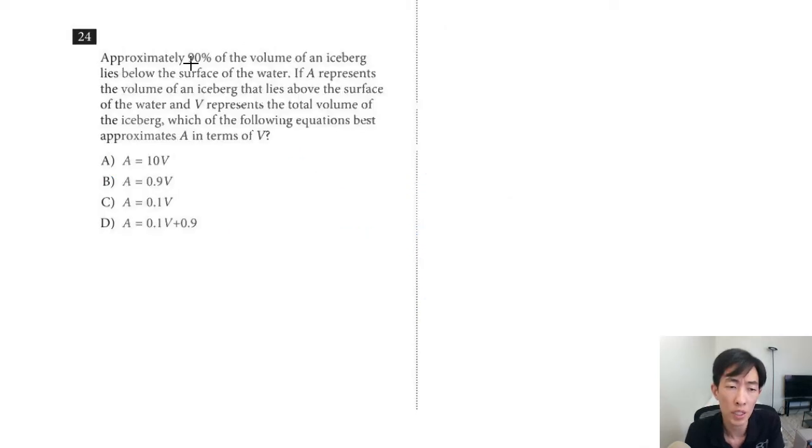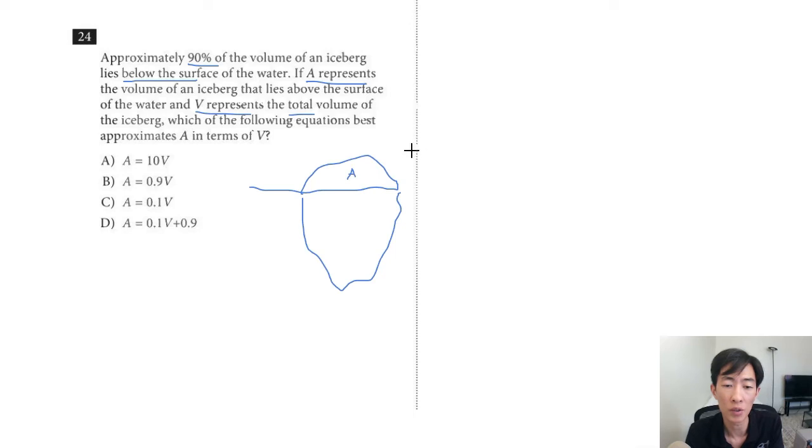Question 24, 90% of the volume of an iceberg lies below the surface of the water. I think that's like a metaphor for some psychology thing. If A represents the volume that lies above and V represents the total, which of the following equations best approximates A in terms of V? So here's your iceberg. Most of it's under the water. A is above, and then this whole thing is V.